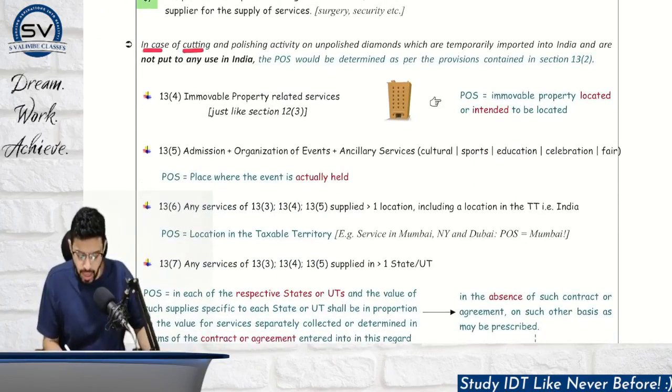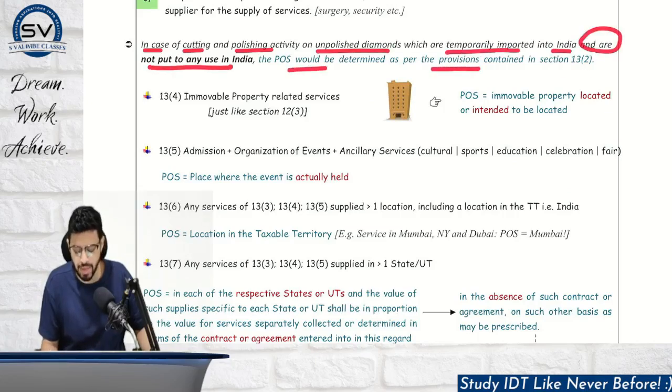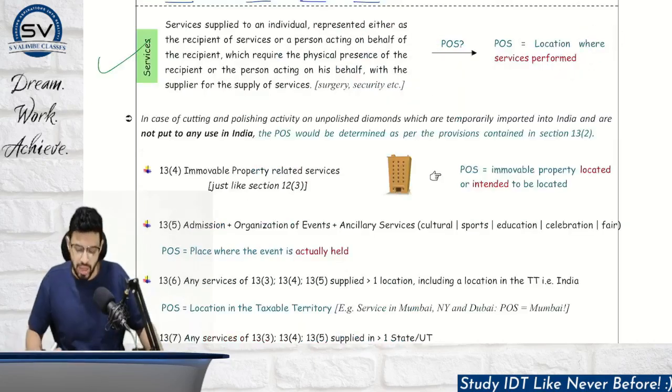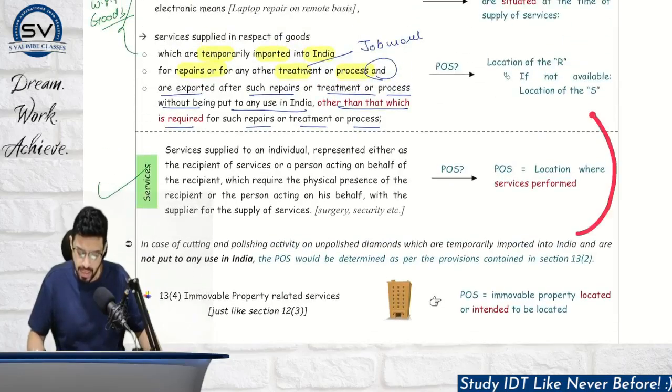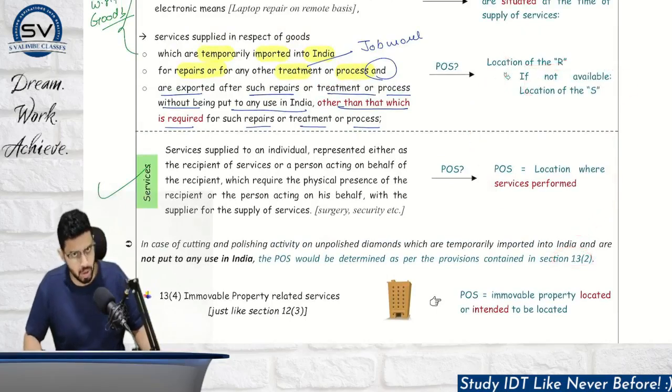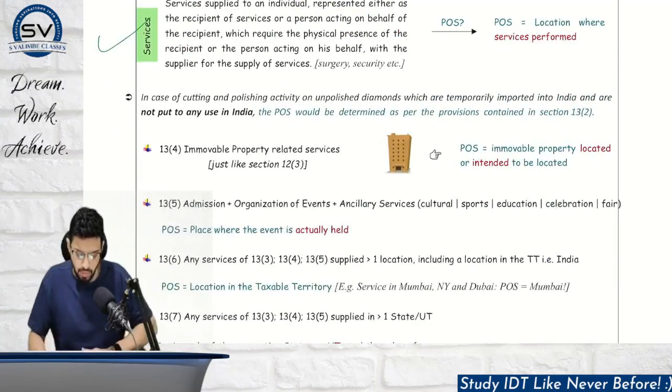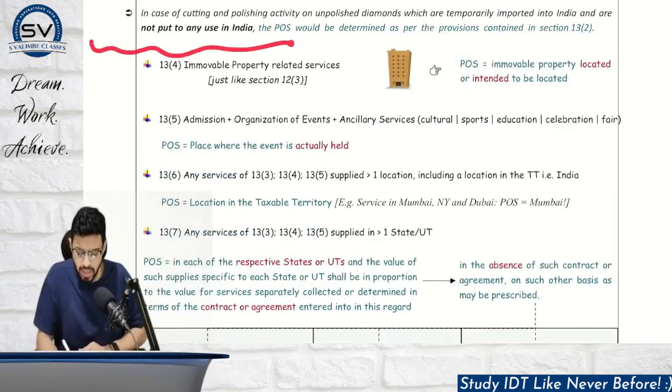In case of cutting and polishing activity on unpolished diamonds which are temporarily imported into India and not put to use in India, place of supply shall be as per 13 subsection 2. So here we can say this is applicable just like this, because in 13.2 we see the location of a recipient, if not available, location of supplier. Okay, so here we are not focusing on the place where the services are actually performed. That is not relevant. Okay, so 13.3 is done.